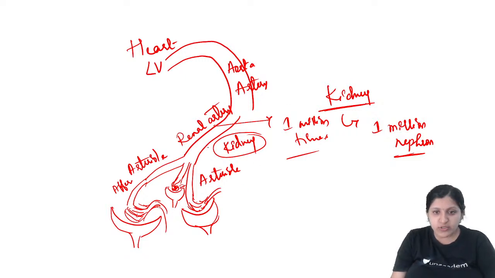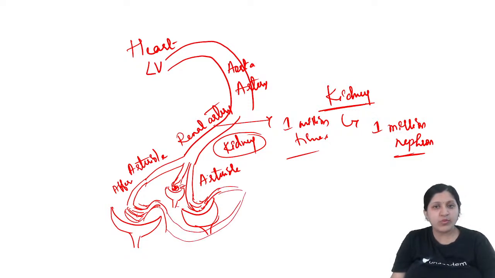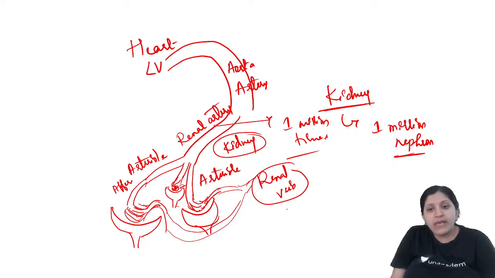All these efferent arterioles will join together. Let's say this is the efferent arteriole. So these are all joining together, and they will be joining the renal vein. They will have most of the carbon dioxide. This renal vein will be having deoxygenated blood, right? It was having the oxygenated blood. Here the oxygen supply will also be done, and waste removal can also be done.